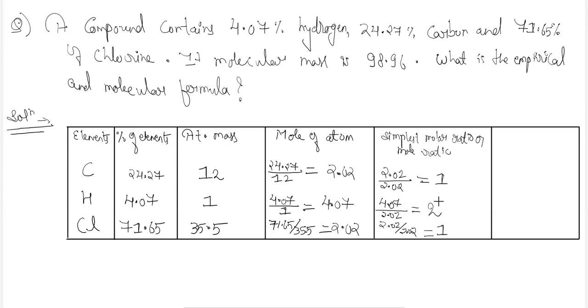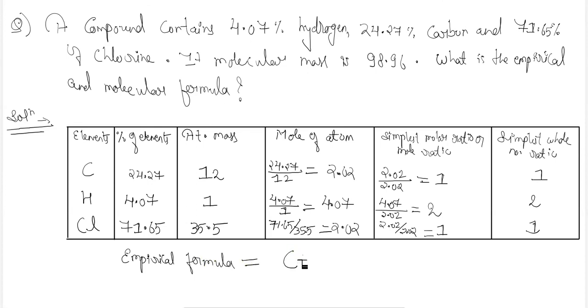So no need to convert them into a more simplest form. They are in their simplest whole number form. Okay, simplest whole number ratio, so it will be like this only, 1 to 2 to 1. So the empirical formula will become here CH2Cl. This is the empirical formula.